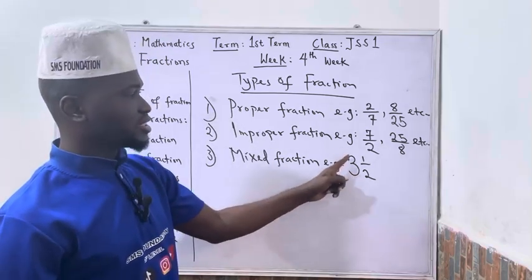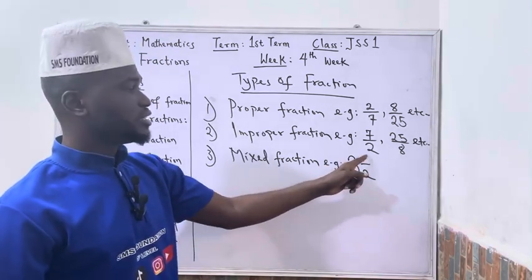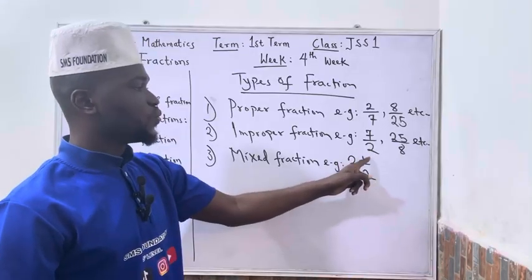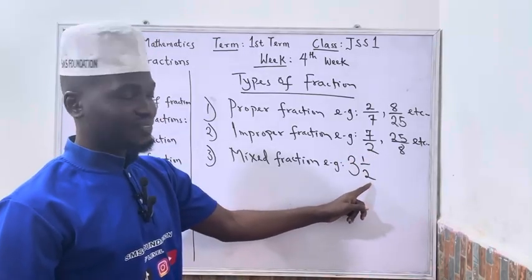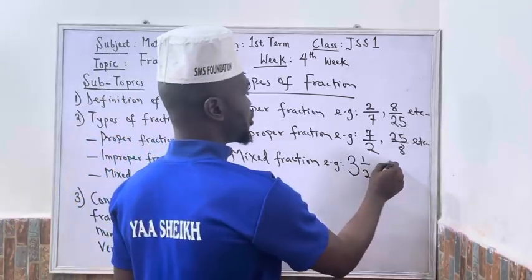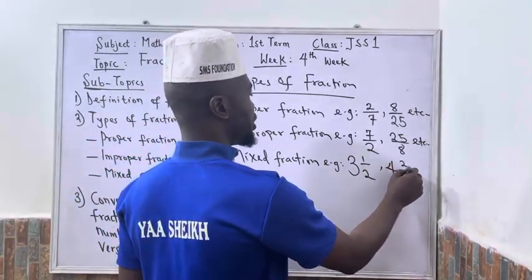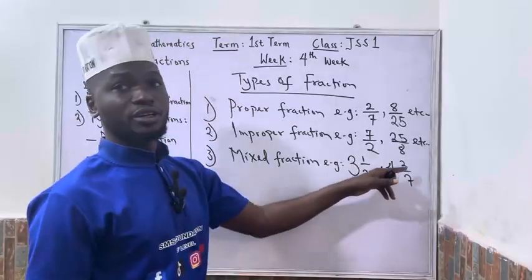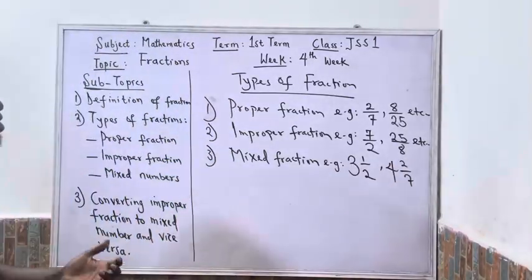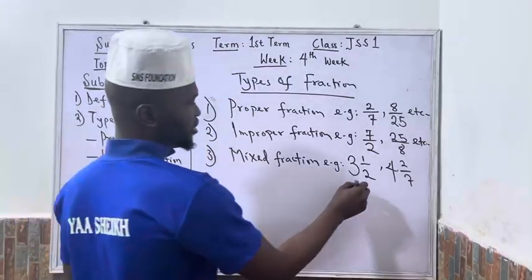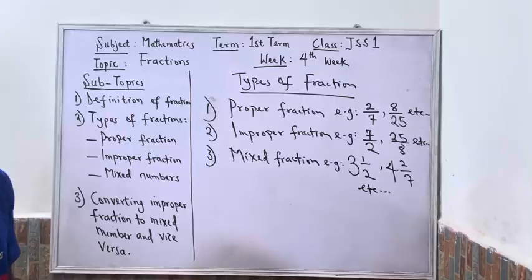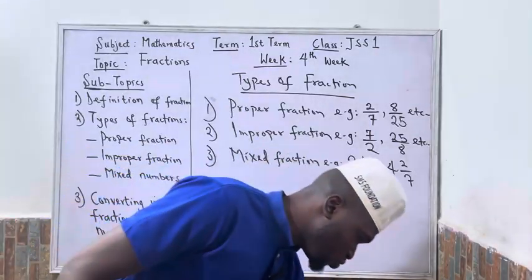You can see that this 3 is a whole number. Then this is 1 over 2, which is a proper fraction. So this is 3 wholes, 1 half. 3 whole and 1 over 2. Another one can be 4 whole number, 2 over 7. So you can see how simple it is. Etc. So you can create millions of examples on your own.